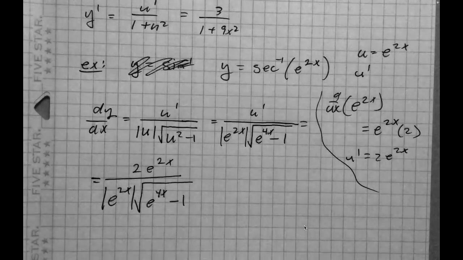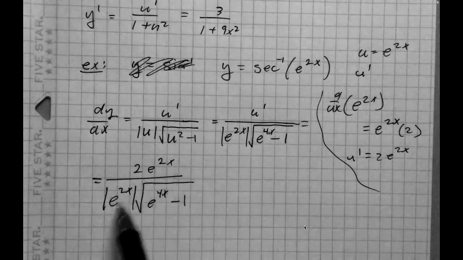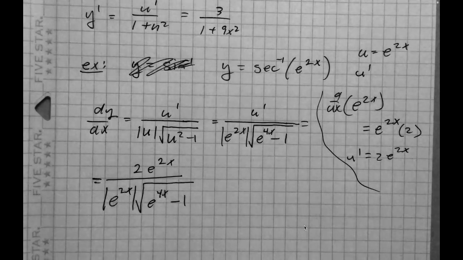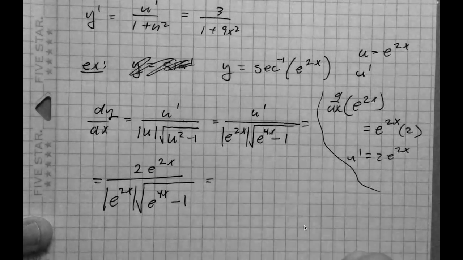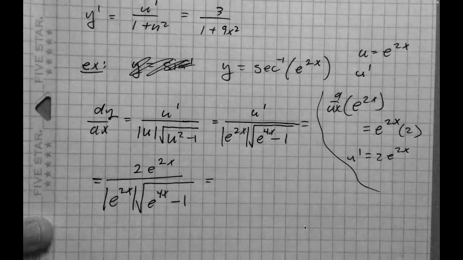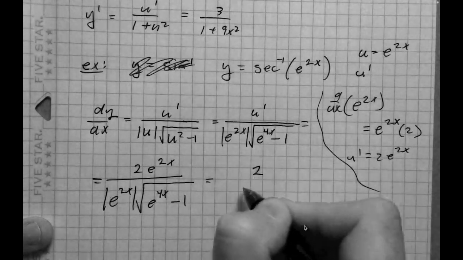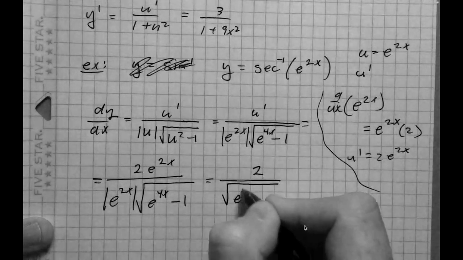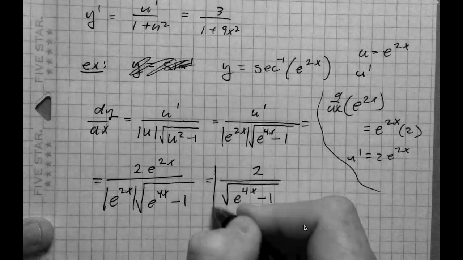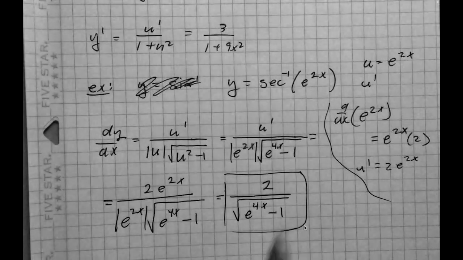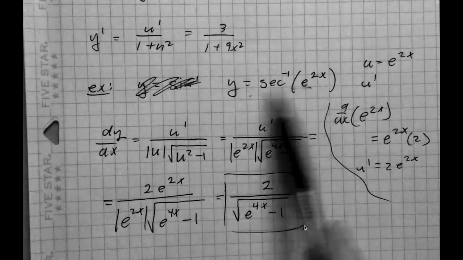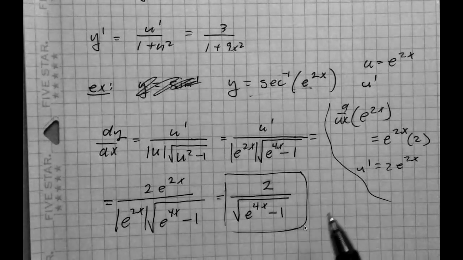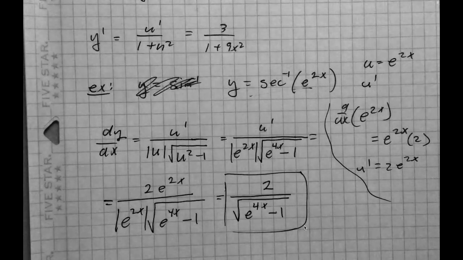And we can definitely do some canceling here, right? So e is always positive, so the absolute value of e to the 2x is just the same as the original function. So this is really just 2 over the square root of e to the 4x minus 1. So that's the derivative of this guy. Right? So here's an example where depending on what u is, the end result can look quite different.